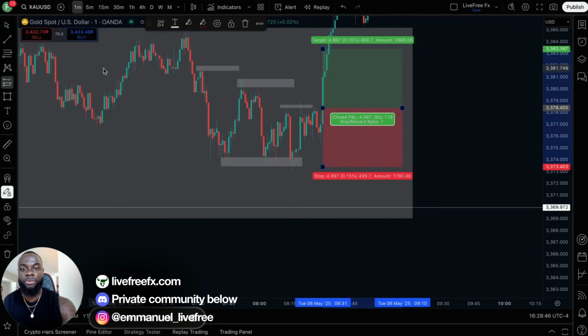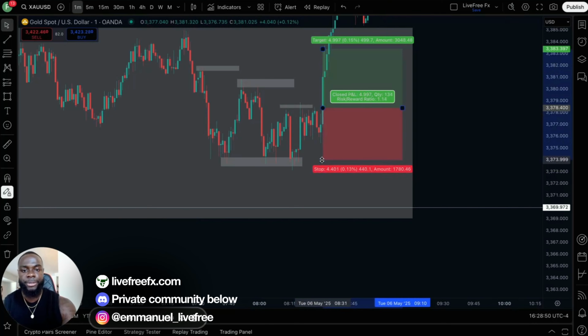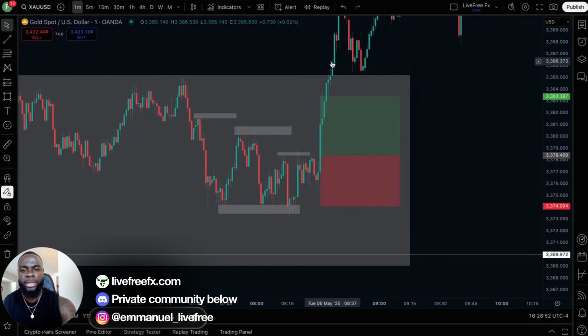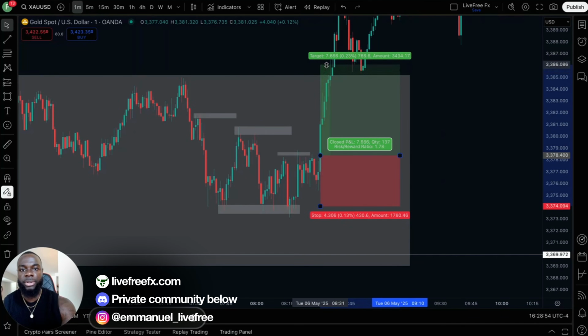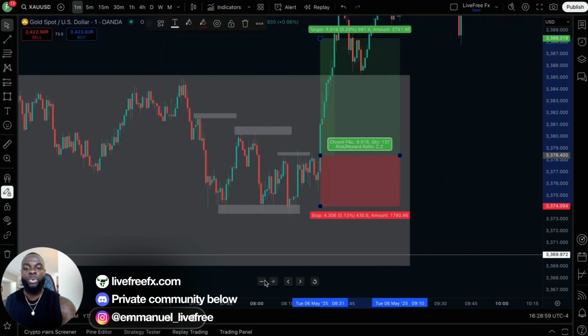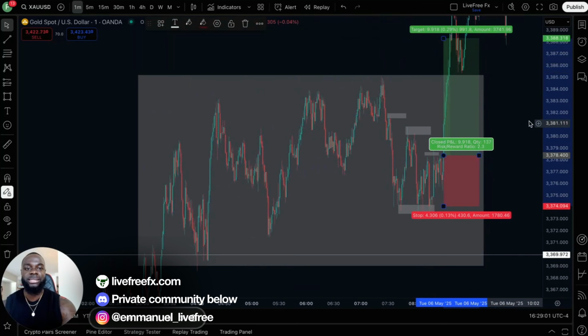I got involved, right there, and boom, right? So we took, it was about a 43 pip SL and got, I believe, just 100 plus pips. So when you're doing your top-down analysis, this is essentially what you do.